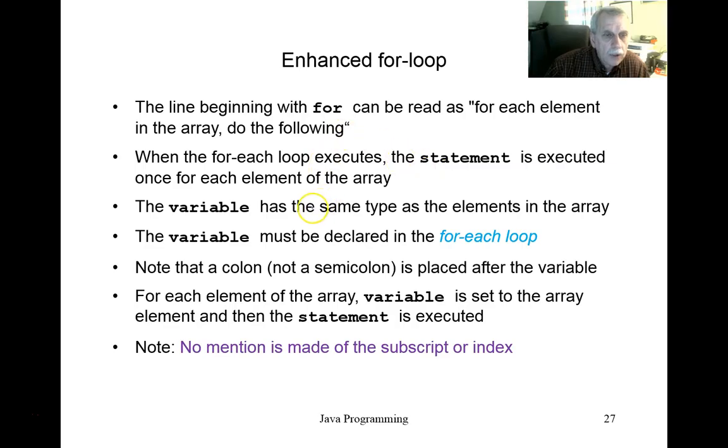So this summarizes our processing that we just talked about, and the point here is the variable that we use has the same type as the elements in the array, the base type. The variable is declared within the for each loop. That's where we announce it, and it then gets used there as a local variable. We use a colon after we declare the variable, and then associate that with the name of the array from which we're going to extract the elements.